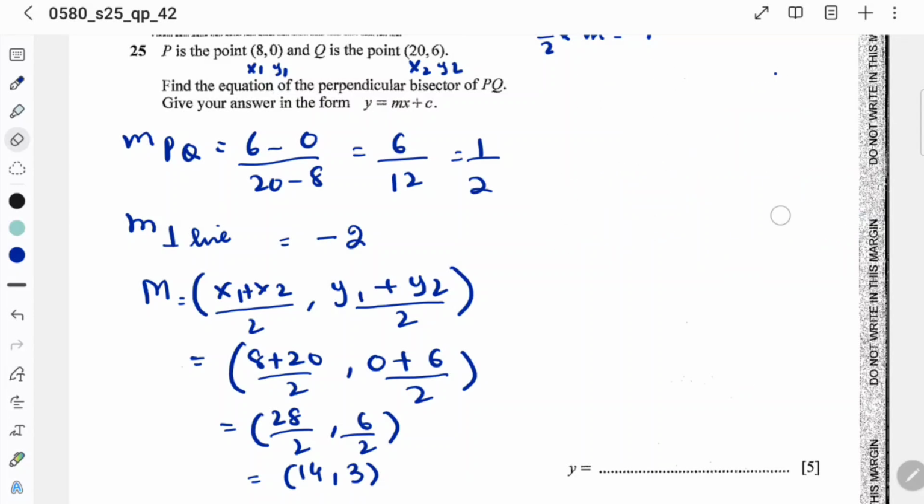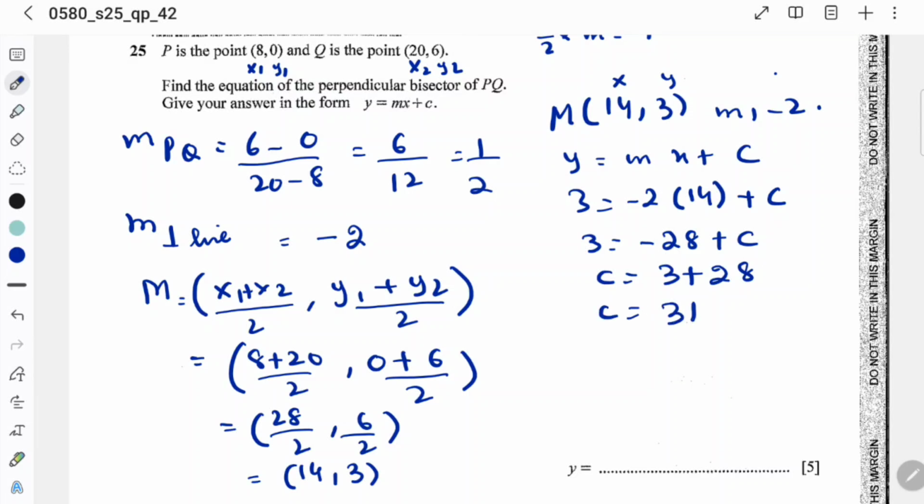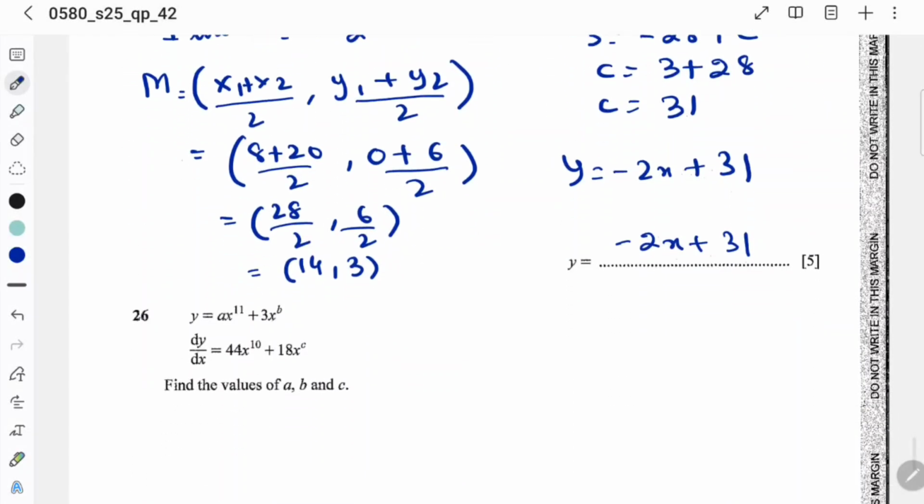Whenever you find the equation, y equals mx plus c. The midpoint is 14, 3 and the gradient is minus 2. We have to calculate the value of c. Y equals mx plus c, 3 equals, this is your x and y, and the gradient we are just replacing it. Minus 2 times 14 plus c, so 3 is equal to minus 28 plus c. C is equal to 3 plus 28, which is 31. So y equals minus 2x plus 31, which is the equation. Alright, so this was also a 5 marks question.